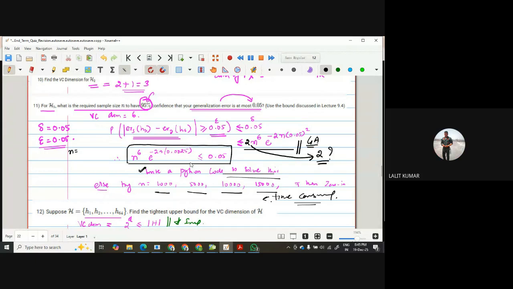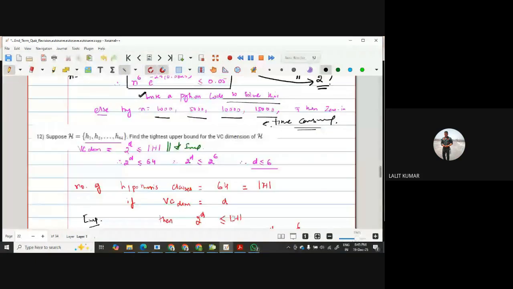Now, this is an important question which has been repeated in PYQ also. Please remember this. If the hypothesis class has, for example, 64 models, find the tightest upper bound for the VC dimension of H. So here always remember that if there are two classes only, then 2 to power d will be less than or equal to the number of hypotheses. So 2 to power d becomes 64, so 2 to power d is at most 2 to power 6, or d is less than or equal to 6.